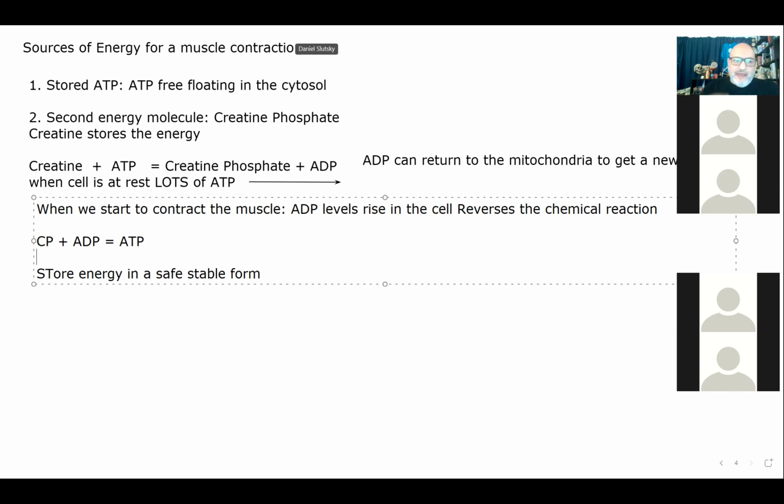This is a stored energy. And as I mentioned, it is a more stable form of stored energy. So the cell typically has somewhere around 3 times as much creatine phosphate as ATP floating around when it is at rest. What that means is if with just ATP alone, we could make a contraction that lasts 2 to 10 seconds. Here with creatine phosphate, we could make a contraction that could last as much as 30 seconds.